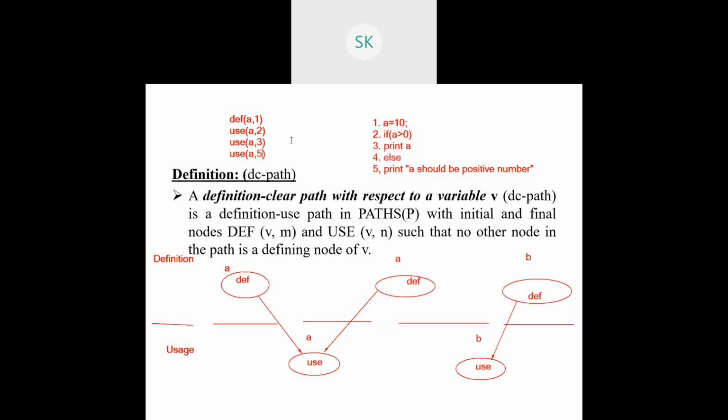See, this is definition clear. Why? The reason is we are not redefining the variable A anywhere. That means there is no A is equal to A plus 10 or A is equal to A minus 10. The equal to symbol is not available. Right? Are you getting this?